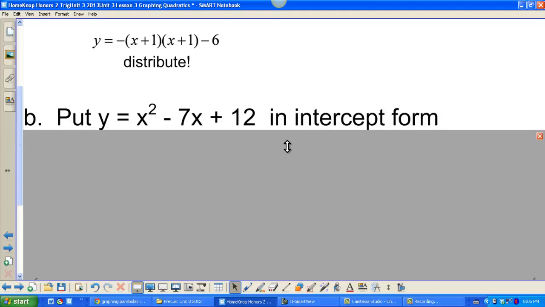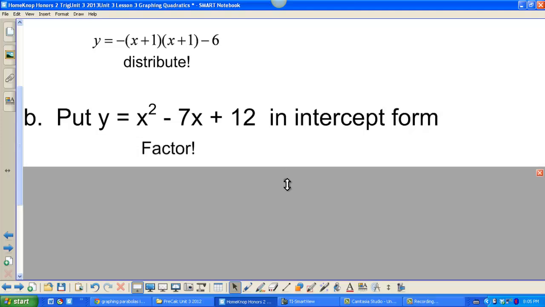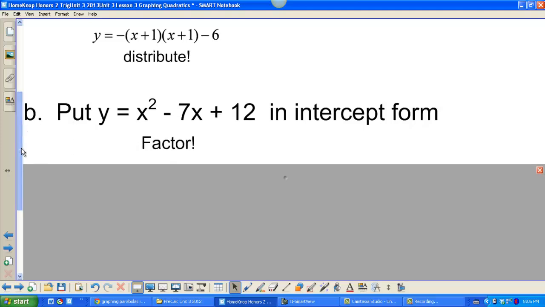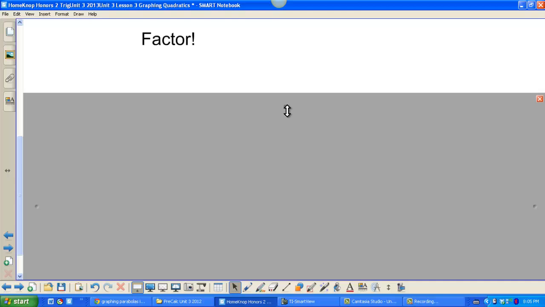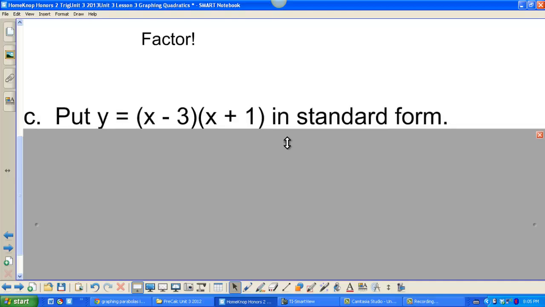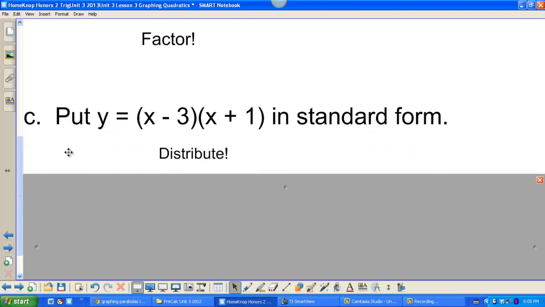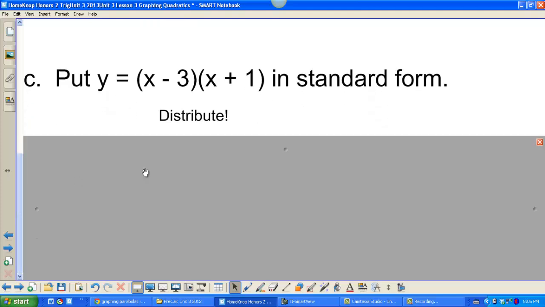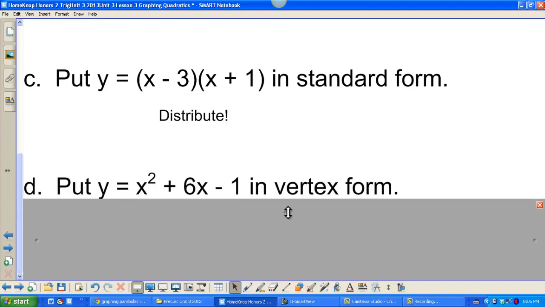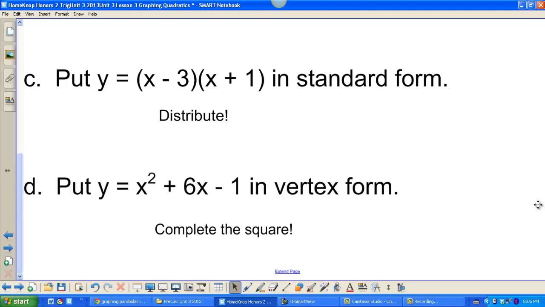Okay. What if you have standard form and you want to put it in intercept form? That was kind of like the first standard form example we did. You factor. What if you have intercept form and you want to go to standard form? You distribute first, outer, inner, last. And last but not least, if you are in standard form and you want to go to vertex form, then you would complete the square to put it in vertex form.